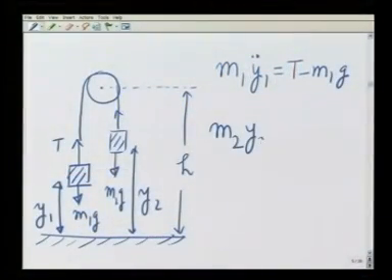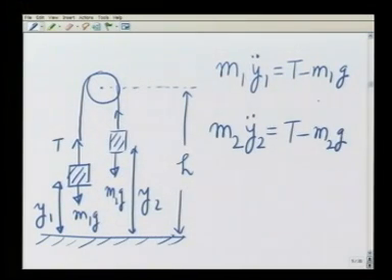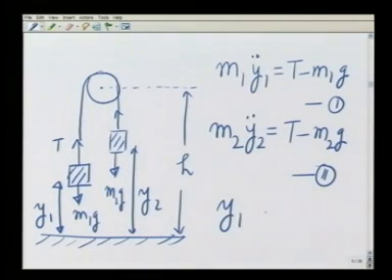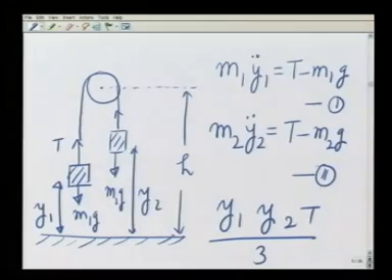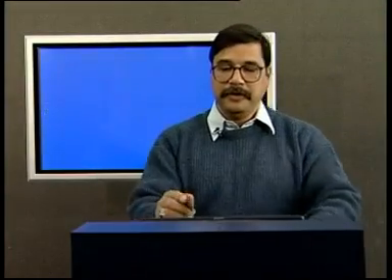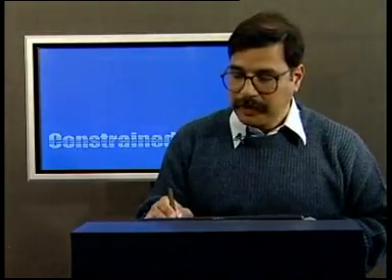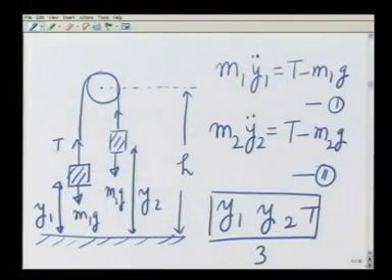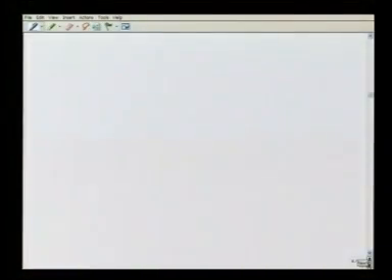Similarly, m2 y2 double dot is going to be equal to T minus m2g. I have gotten my two equations of motion, but again the number of variables are y1, y2, T, 3. So one equation that is missing must be provided by the constraint itself, and that is where this picture comes in handy.